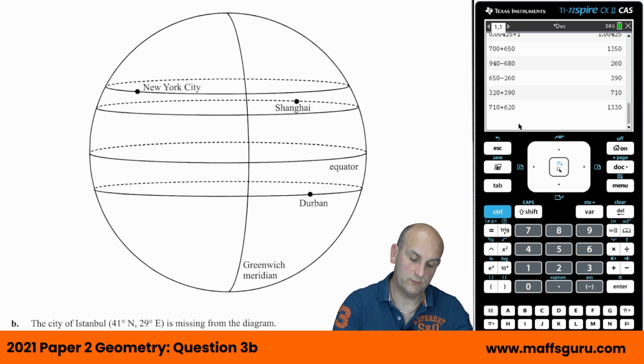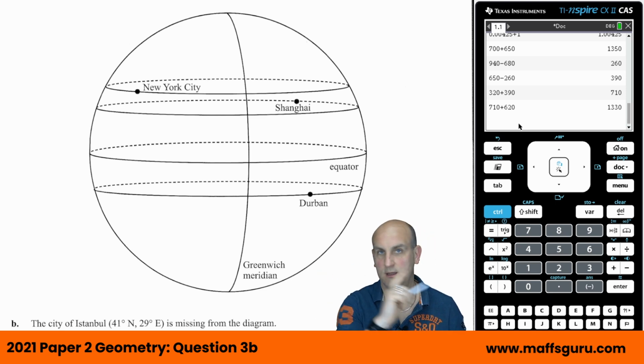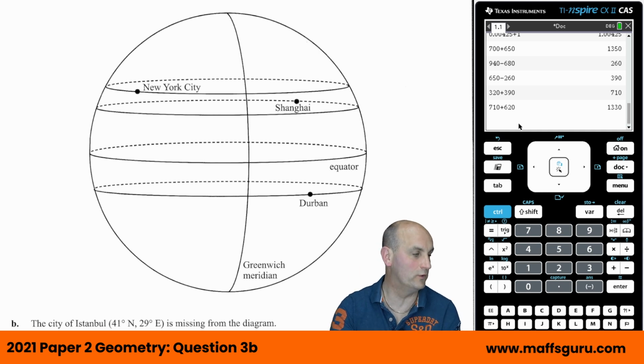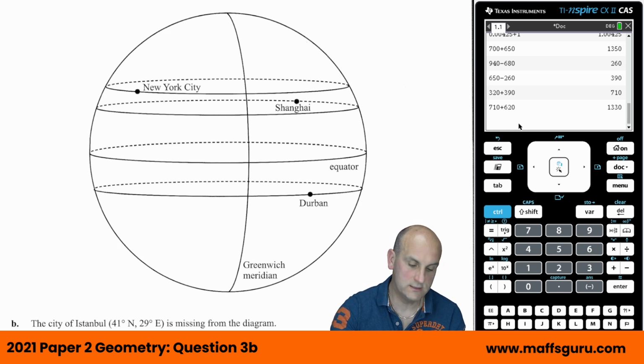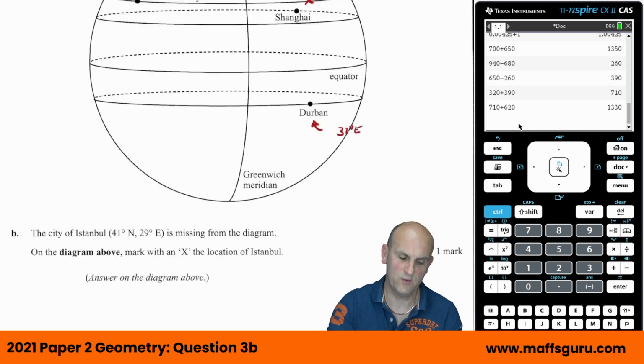On the diagram, mark it with an X. Okay, so what we actually know is it's on the same circle as New York City, because that's 41 degrees north. And so I want it 27 degrees east. I know that Durban, because it's given in the question, is 31 degrees east. So I want it slightly to the left of that one there. So I put my X there. Job done.